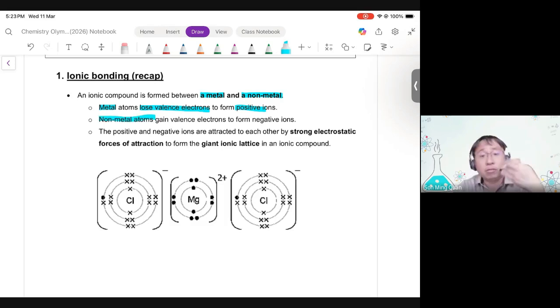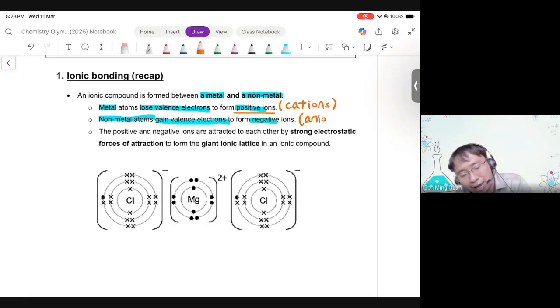On the other hand, non-metal atoms, they will gain valence electrons and hence they form negative ions. So positive ions are also called cations, while negative ions are called anions. Okay, so cations means positive ion, anions means negative ion. Okay, so this is the role of the metal and the non-metal in the formation of an ionic compound. So if you are asked how is an ionic compound formed, an ionic compound is formed when metals lose valence electrons, non-metals gain valence electrons.